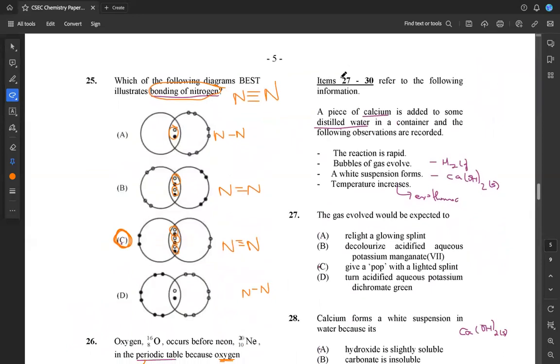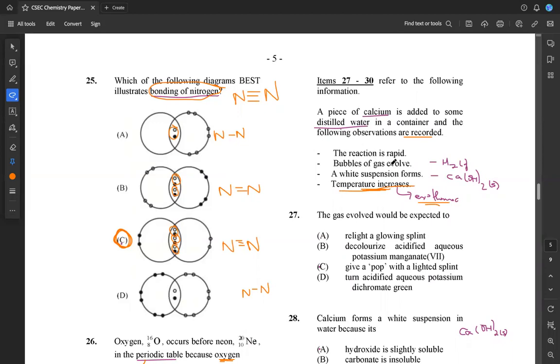So items 27 to 30 refer to the following information. It says that a piece of calcium is added to some distilled water in a container, and the following observations are recorded, right? So what we see is that the reaction is rapid, that there's a bubble of gas that gets evolved, and we also see that there's a white suspension that gets formed, right? And so we also see a temperature increase, right? And when we see a temperature increase, we know that that's an exothermic process. The reaction is giving off heat, and so it's an exothermic reaction, right?